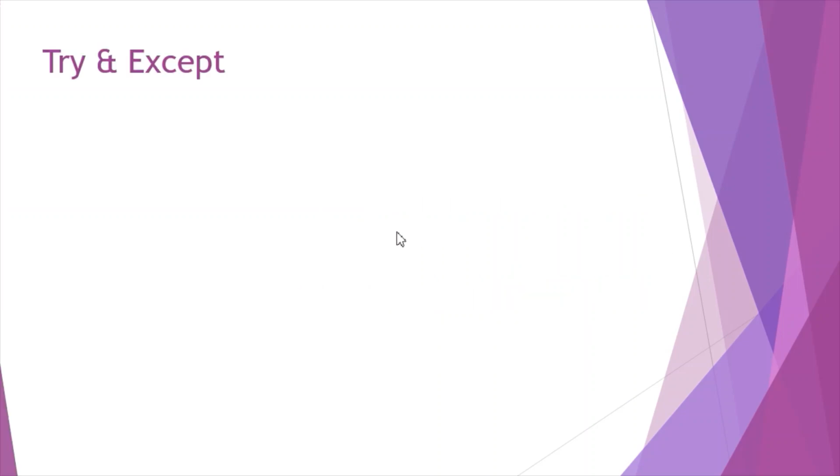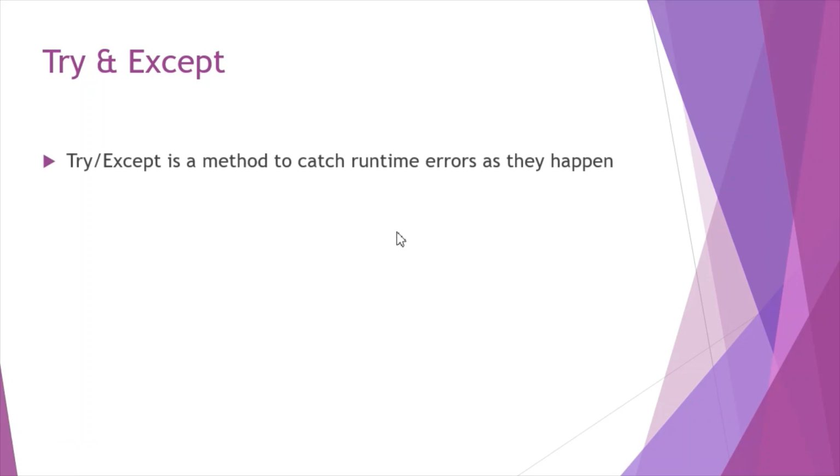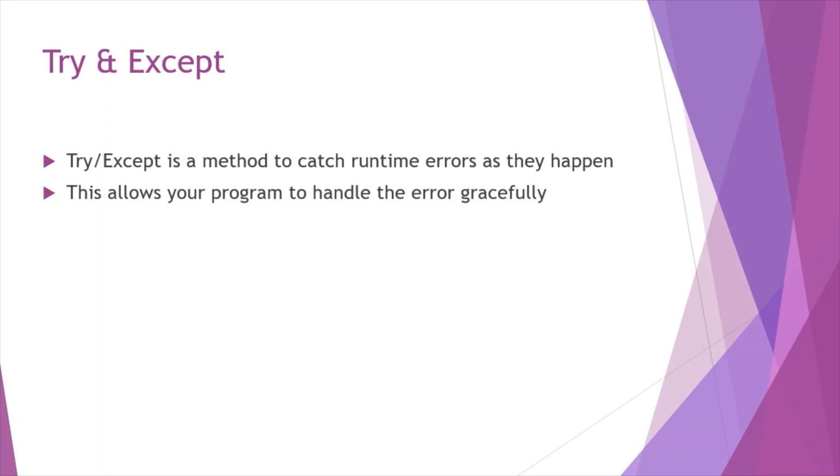So try and except. Try and except is a method to catch runtime errors as they happen. It doesn't catch syntax errors and nothing catches logic errors because Python basically blames you for those. So it just catches runtime errors, but it is useful. It allows your program to handle errors quite gracefully, rather than crashing in the middle of a program. If you're running a website with Python as the backend and the backend decides to crash, you don't want to be getting up at 2 in the morning to bring it back online.